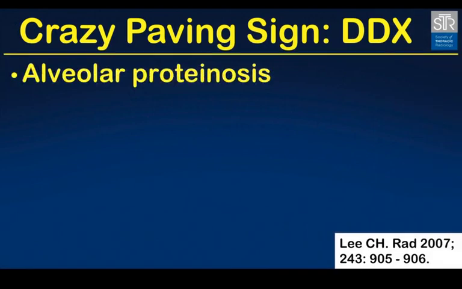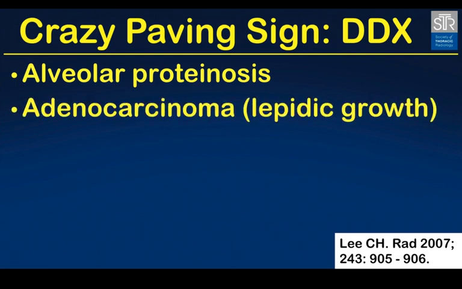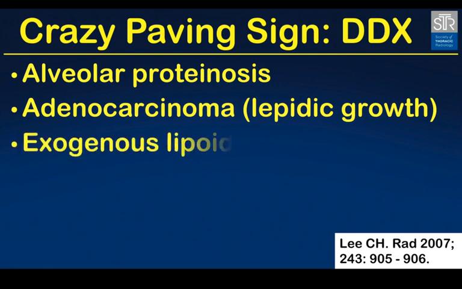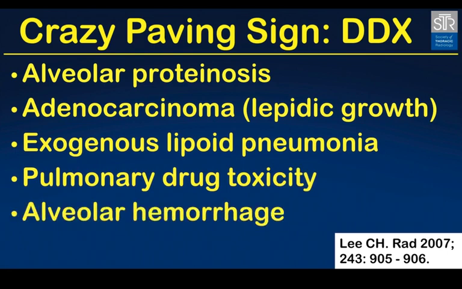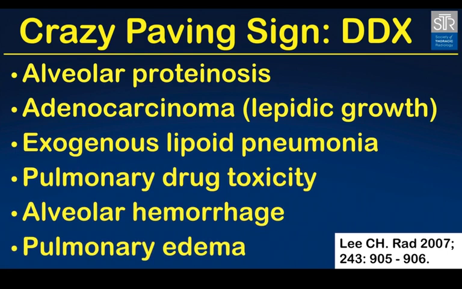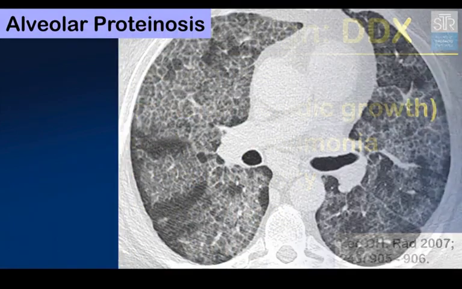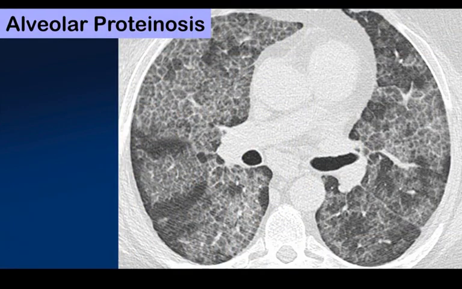Now, there is a differential diagnosis for a crazy paving pattern or sign on CT, which includes alveolar proteinosis, the condition in which it was first described, but also includes adenocarcinoma with a lipidic growth pattern, exogenous lipoid pneumonia, pulmonary drug toxicity, alveolar hemorrhage, pulmonary edema, and the list goes on. But if you remember these 6 causes, you will be doing very well. This was a patient with alveolar proteinosis, which very classically manifests with the crazy paving pattern on CT.